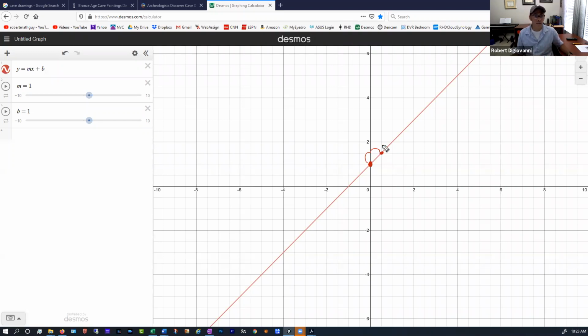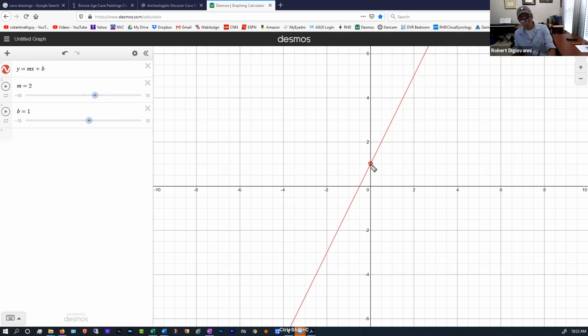Is that clear? Now I'm going to just use this little slider to change the slope, and I want you to see what happens to the line. I'm going to change the slope to 2 now. Okay? So we have the same y-intercept, 1, but now we have to go up 2 over 1 to get to the next point, right? So I'm going to change it again. Now I'm going to make the slope 3.